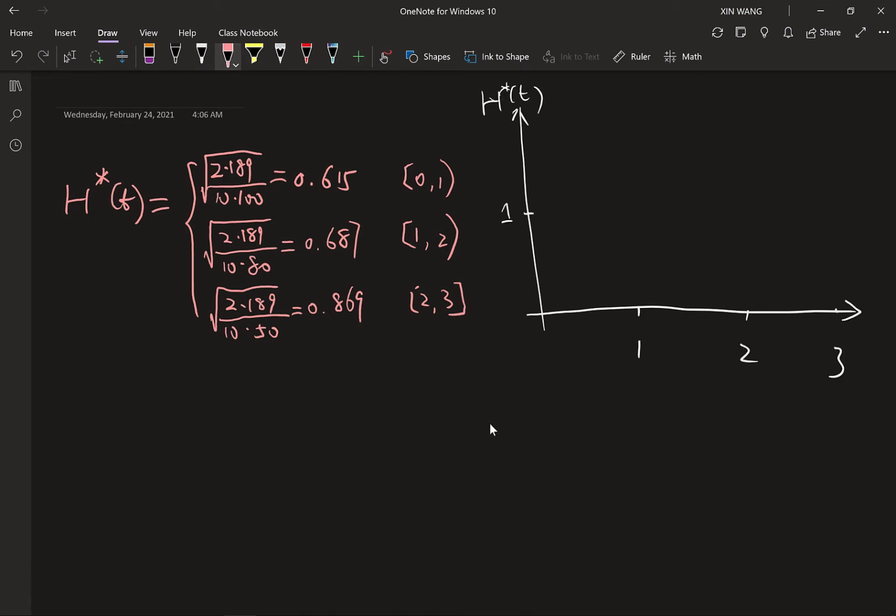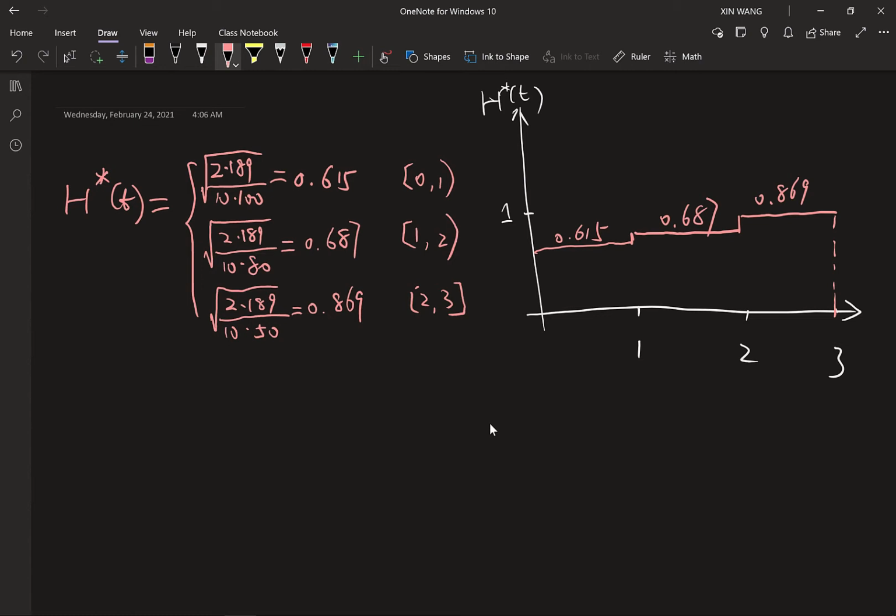We can get the value 0.6 around here, 0.68, maybe a little bit higher, 0.869, a little bit higher. So we can have this step function. Okay, now let's convert this optimum headway function into the solution.